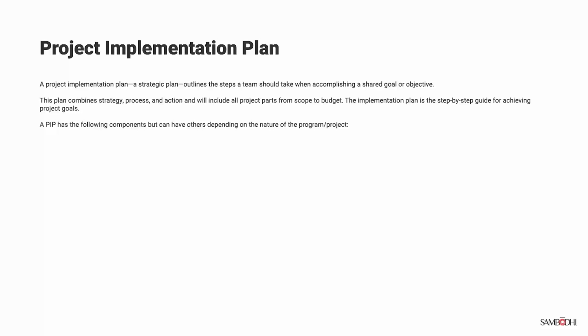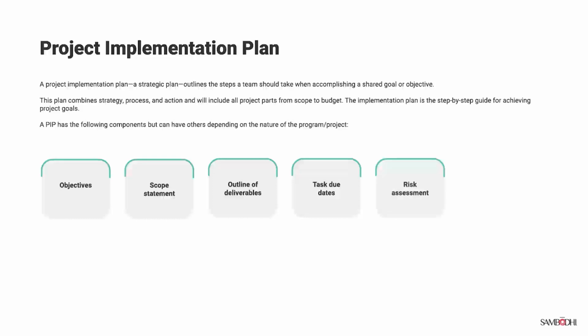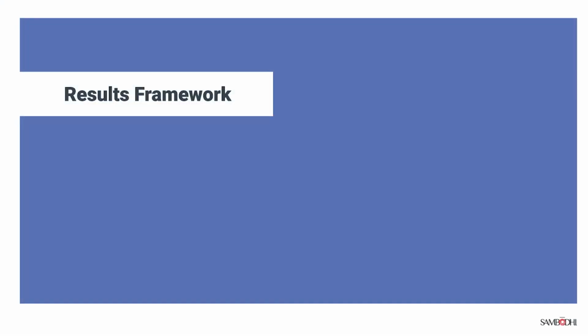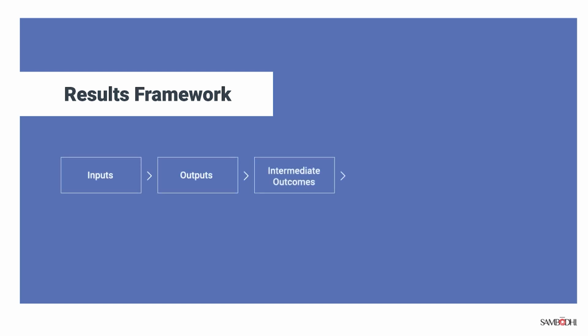A PIP will have the following components which vary depending on the nature of the project: objectives, scope statement, outline of deliverables, task due dates, risk assessment, and team member roles and responsibilities. Let's move on to understanding the results framework first, and we will also discuss some terms such as inputs, outputs, intermediate outcomes, outcomes, and impact, which are often used interchangeably but are different in this context.